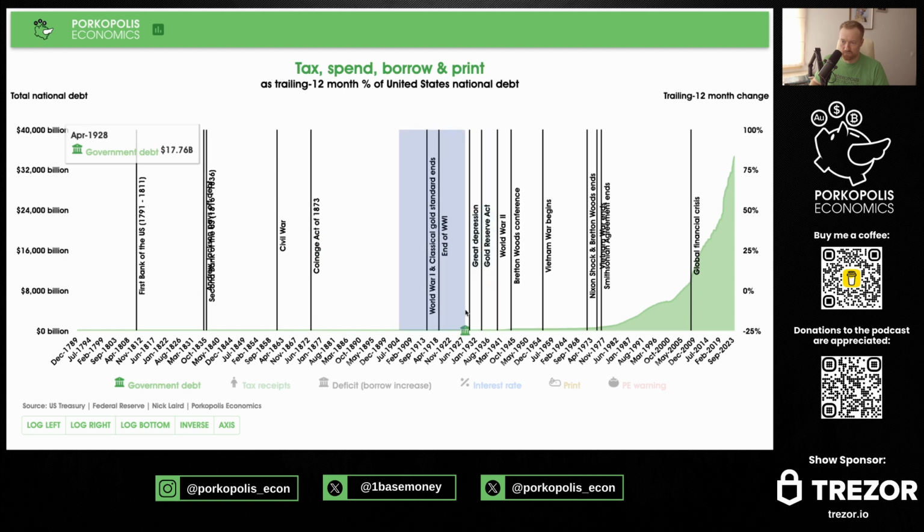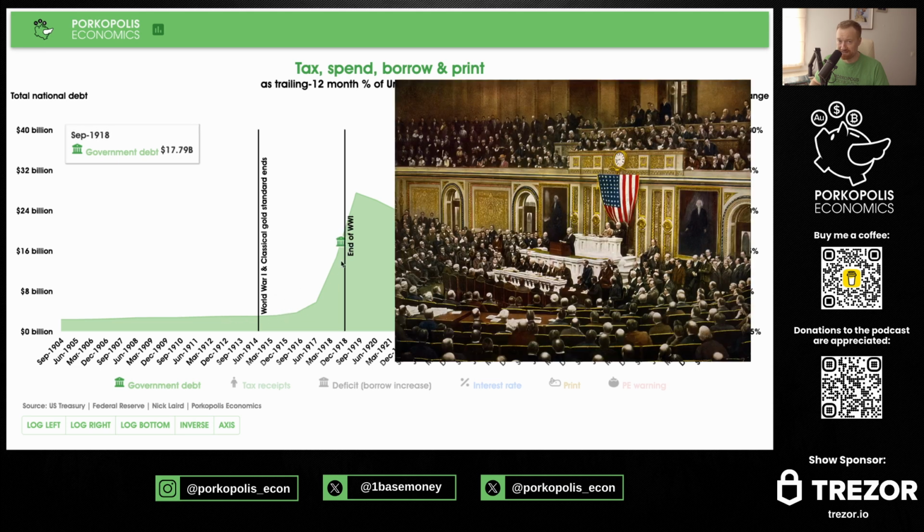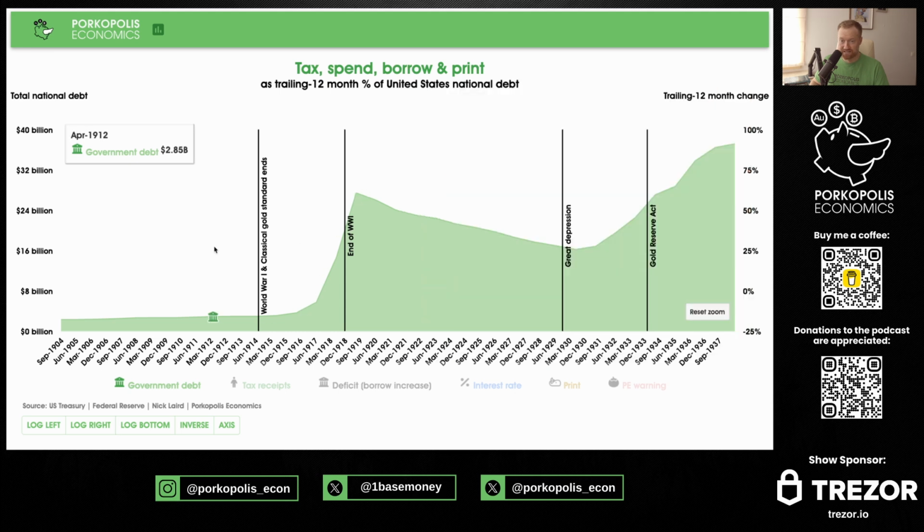Let's go from World War I to, let's say, the eve of World War II. What happens here? We see from basically flat or down debt from after the Civil War to $3 billion of debt all the way till World War I, when the United States enters the war, it skyrockets. We take it up an order of magnitude from 3 to 30, roughly, a little bit less than $30 billion in debt.